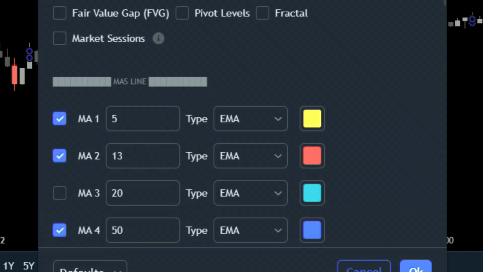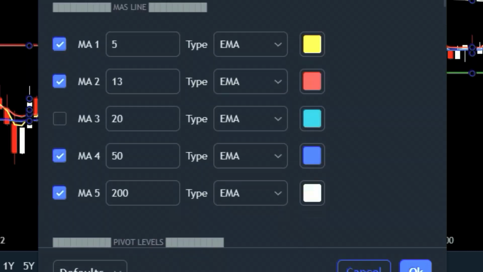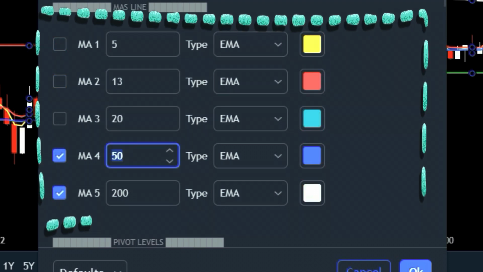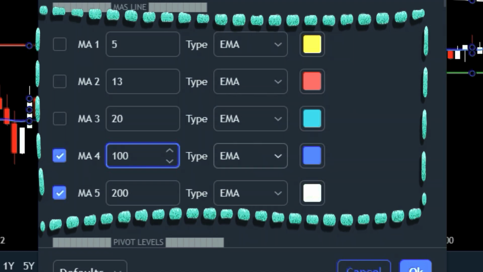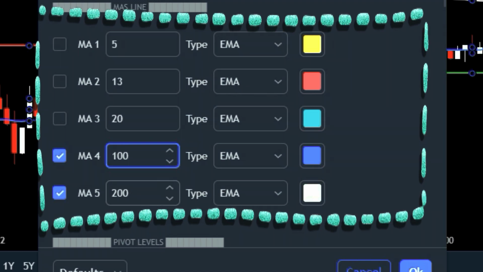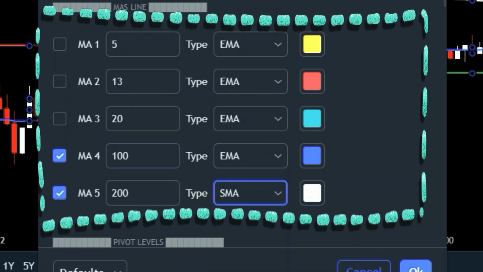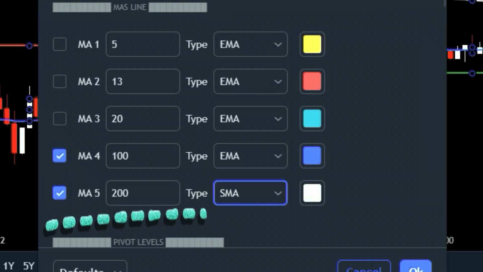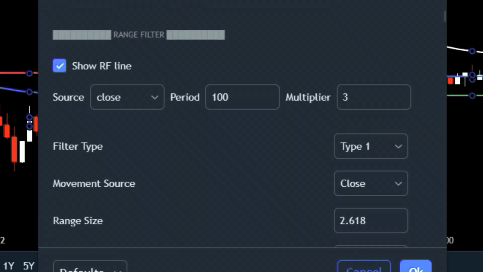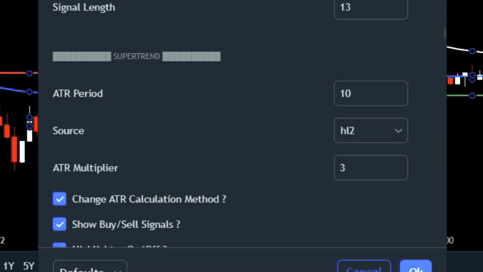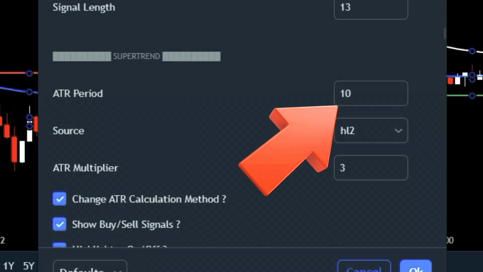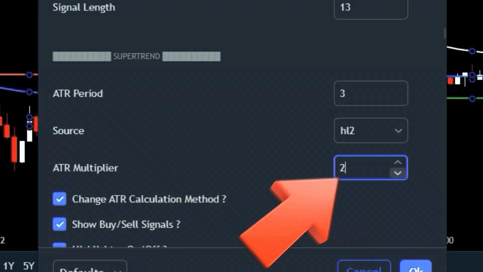Next, we'll make some smart moves in the MA's lines section. Set MA4 to EMA 100 and MA5 to SMA 200. Now, let's focus on the super trend indicator section. We'll change the ATR period to 3 and the ATR multiplier to 1.